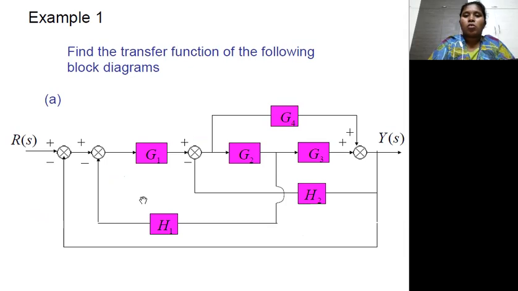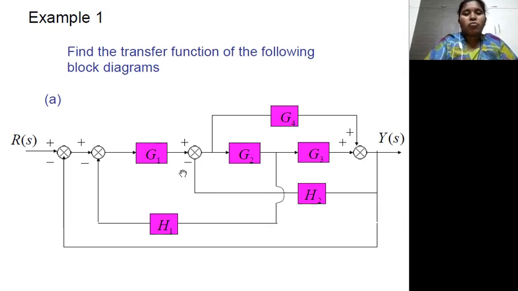So how many gains exist here in total? Four forward loop gains and two reverse feedback paths exist here. That means H1 and H2 are the reverse paths. Here H1 is a negative feedback and H2 is also a negative feedback. How many summing points exist in the given control system? There are 1, 2 and 3, 4. In total 4 summing points exist here.